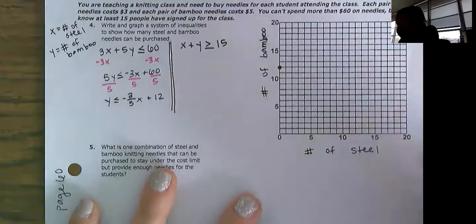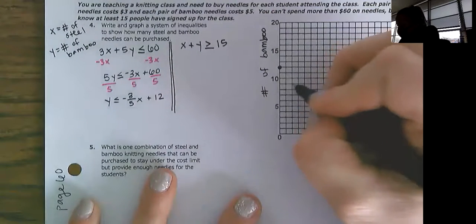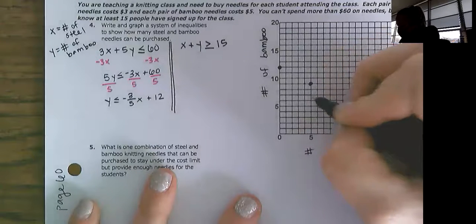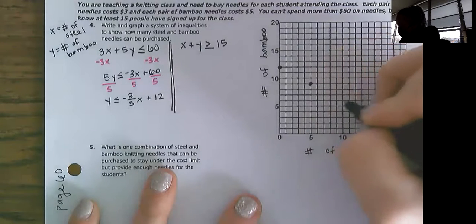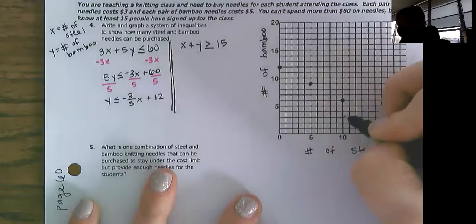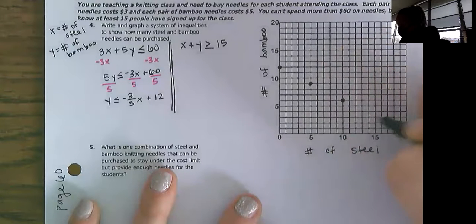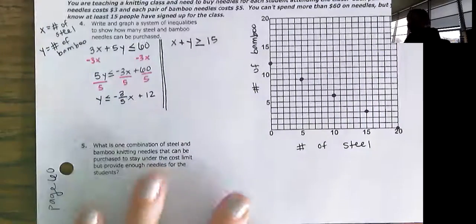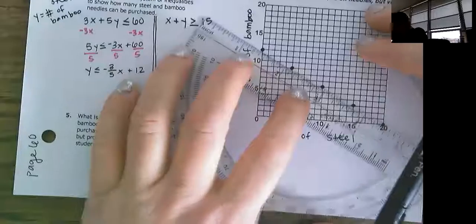I'll put my first dot at positive 12, and my slope is telling me go down 3 to the right 5. Down 3 to the right 5. Down 3 to the right 5. And down 3 to the right 5. This had an equal to on it, so I'm going to use a solid line.